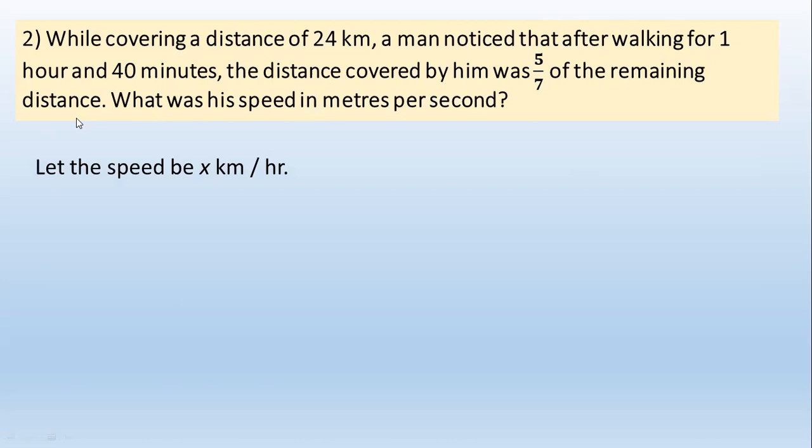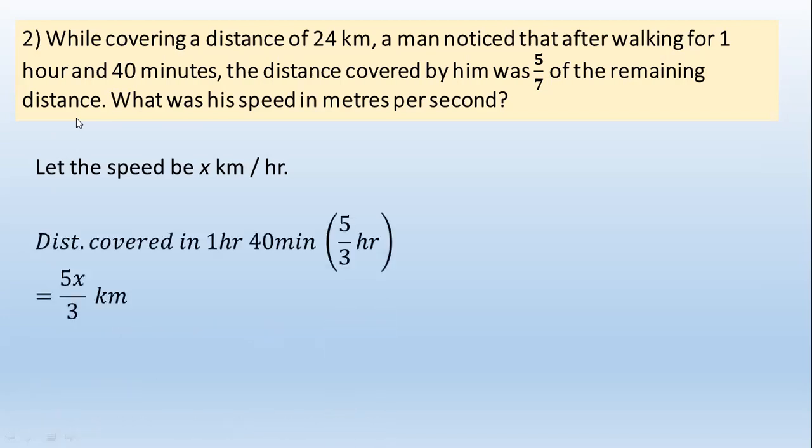So distance is equal to speed into time. We have assumed speed is x kilometers per hour. So let us convert time into hours. 1 hour and 40 minutes is equal to 5 by 3 hours. So the distance covered is equal to 5x by 3 kilometers.